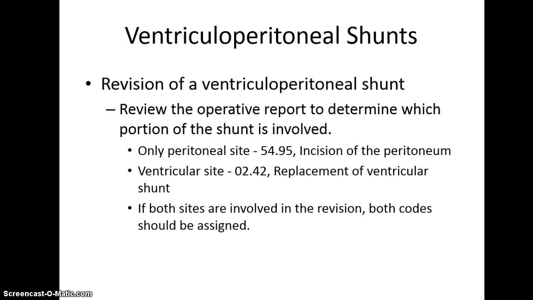When you're reviewing the record, sometimes you will see that a previous shunt has been revised. So you're going to want to look at the op report to determine the portion of the shunt that is involved in that revision. An example would be a ventriculoperitoneal shunt. You're going to want to see if the peritoneal site was revised, if the ventricular site was revised, or if both sites were revised, then assign an appropriate code for both.